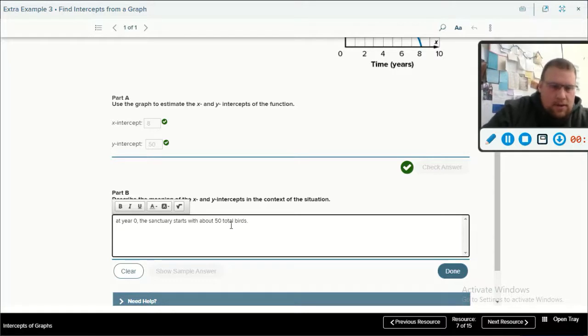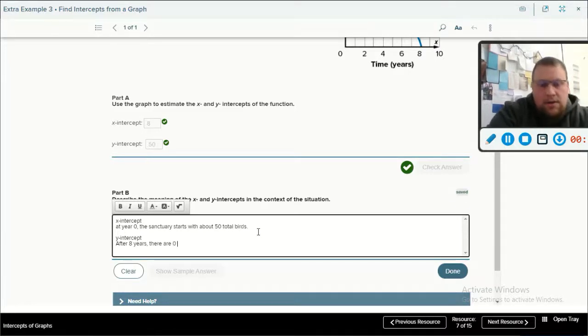Then what does the x-intercept tell us? I should probably write that down. It is a lot easier to type than write with my mouse, so that's why I'm doing this. What does the x-intercept tell us? Well, the x-intercept says, hey, after 8 years, there are 0 birds left in the sanctuary. And we don't know why.